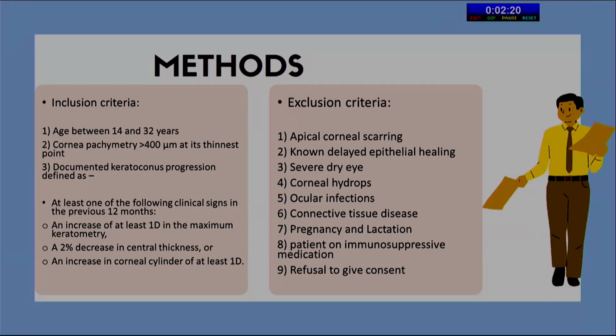In our study we took patients aged between 14 to 32 years, where corneal pachymetry showed corneal thickness of more than 400 micrometers, and documented keratoconus progression was present. That is, at least one of the following clinical signs in the last 1 year: an increase of at least 1 diopter in maximum keratometry, a 2% decrease in central corneal thickness, and an increase in corneal cylinder of at least 1 diopter. We excluded patients with corneal hydrops, severe dry eye, refusal to give consent, apical corneal scarring, or any active infection.